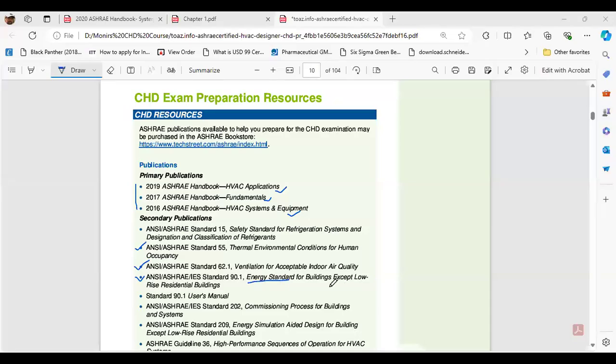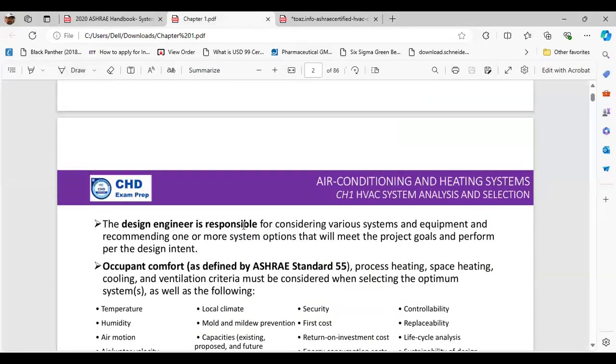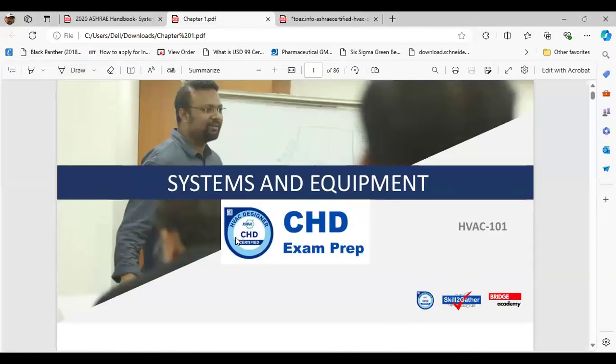Okay, as we are carrying on the discussion regarding CHD exam preparation, what we already know is that we have to study these three handbooks, and we also have to focus on ASHRAE Standards 55, 62.1, and 90.1. Today, we are going to start our lecture with the ASHRAE Handbook, HVAC Systems and Equipment. Right, so chapter 1 that we have is about systems and equipment.